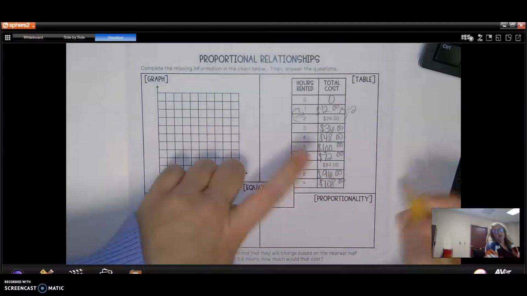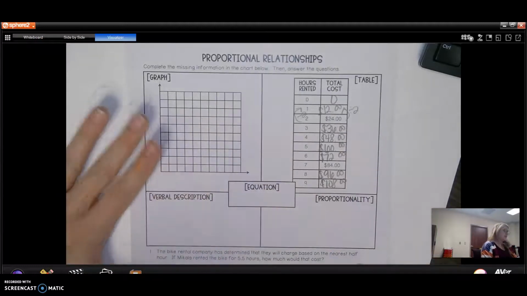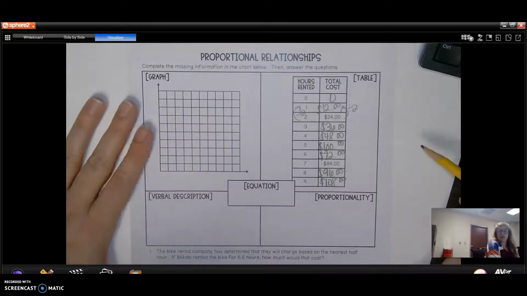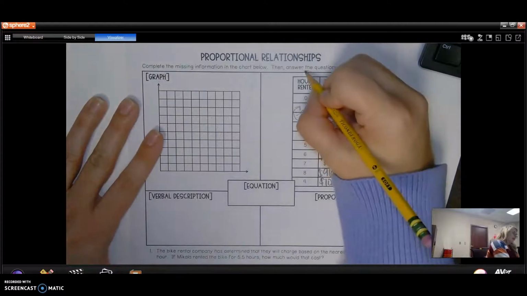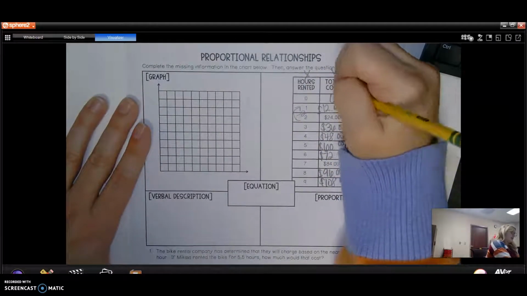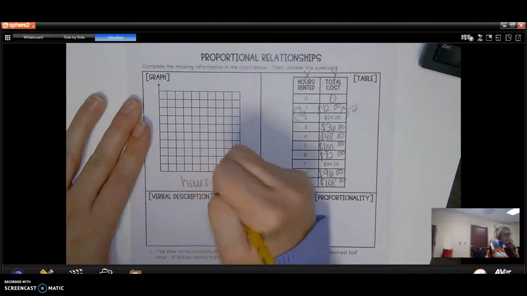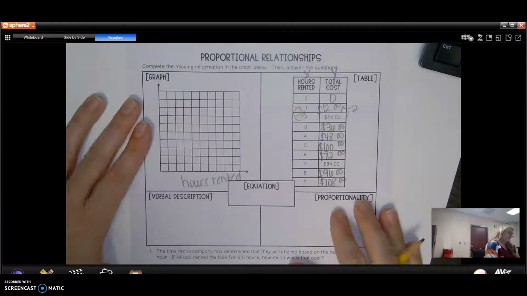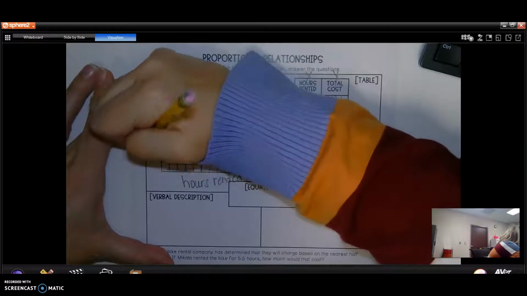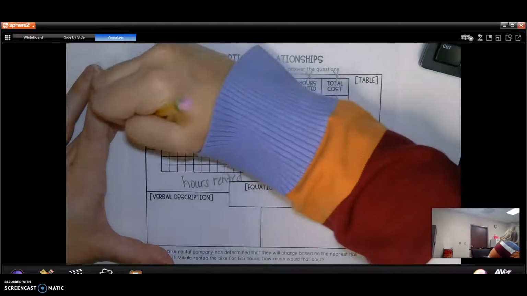And remember, if Mrs. Brown went too fast through any of this, it is a video, so you can pause and rewind as much as you would like. Okay, so my hours rented is my X. My total cost is my Y. Hours rented. And then this would be the total cost spent on the rental.